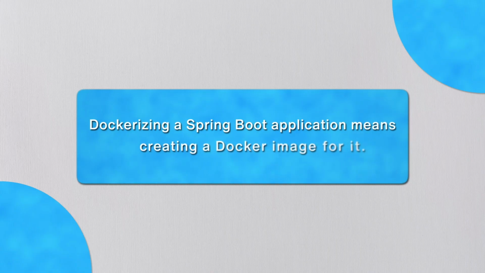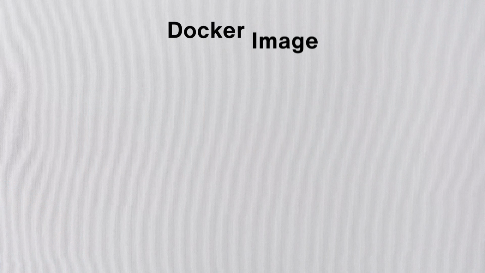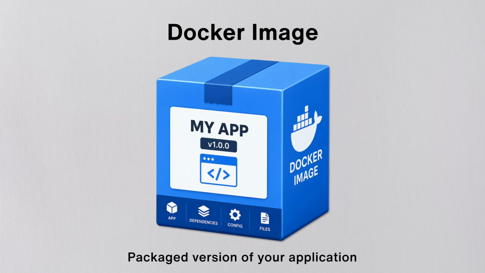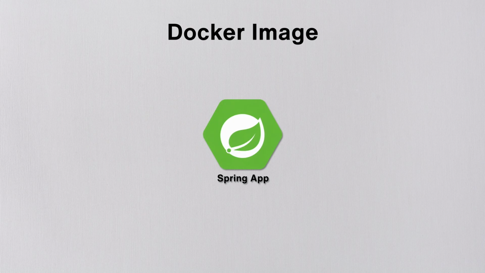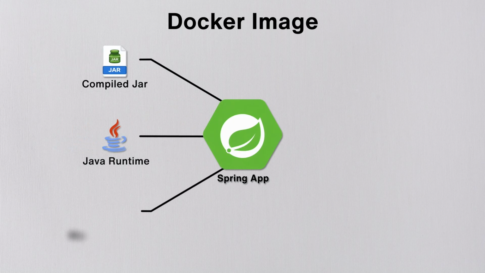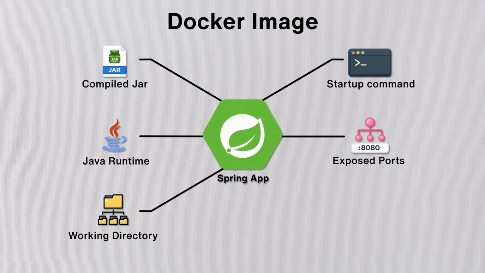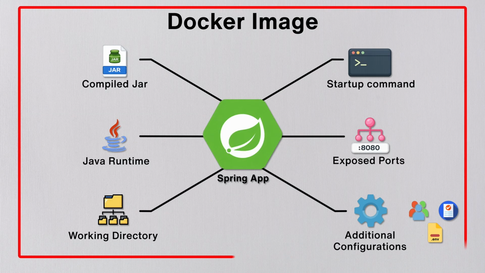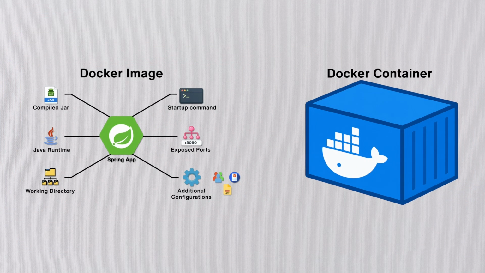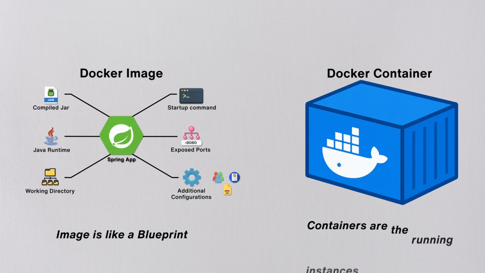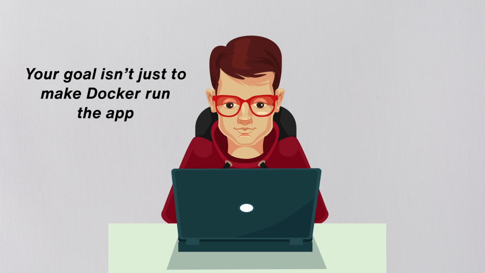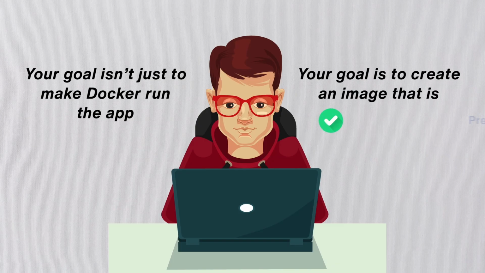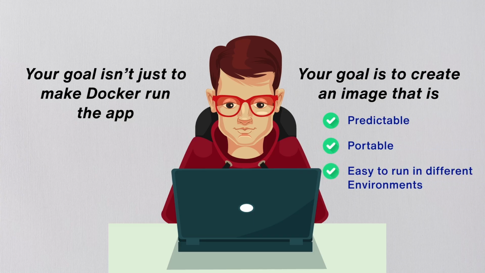Dockerizing a Spring Boot application means creating a Docker image for it. Think of a Docker image as a packaged version of your application. It contains instructions for how the application should run. For a Spring Boot app, that usually means the compiled jar, a Java runtime, a working directory, a startup command, exposed port, and sometimes additional configurations such as user permissions or environment variables. Once we have that image, we can run it as a container. The image is like a blueprint. The containers are the running instances of that blueprint. So as a developer, your goal isn't just to make Docker run the app. Your goal is to create an image that is predictable, portable, and easy to run in different environments.